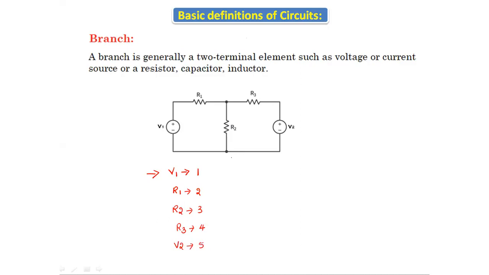In total, how many branches are there in the above circuit? There are 5 branches and one node. This is called a node. These are all the branches: V1, V2 and R1, R2, R3. In total there are 5 branches in the given circuit. So this is about the branch. There must be at least one element in between any two terminals; only then can we call it a branch. Got it?